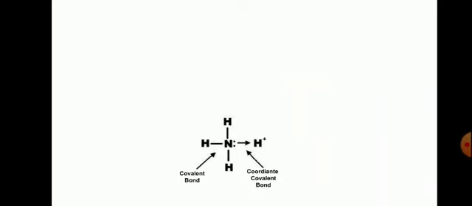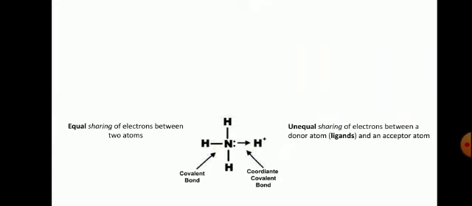In this case, H plus doesn't have any electron to form a bond, whereas nitrogen has a pair of electrons. Here, nitrogen donates both of its electrons to H plus, forming a coordinate bond. So what we understand by this is that a covalent bond is an equal sharing of electrons between two atoms, while a coordinate bond is unequal sharing of electrons between two atoms.